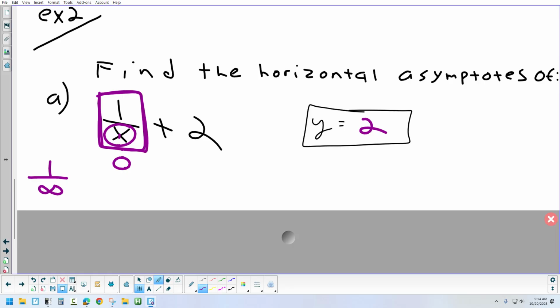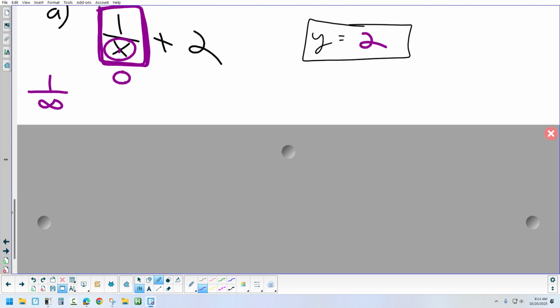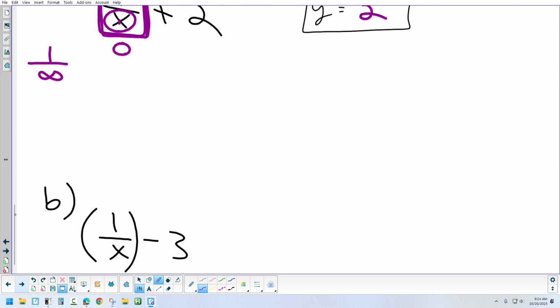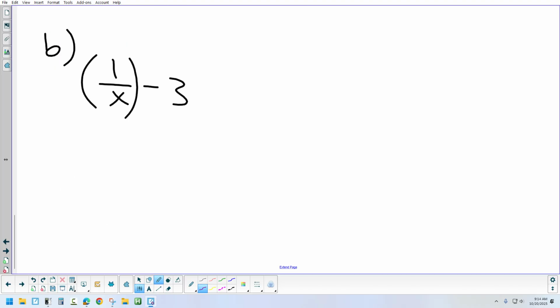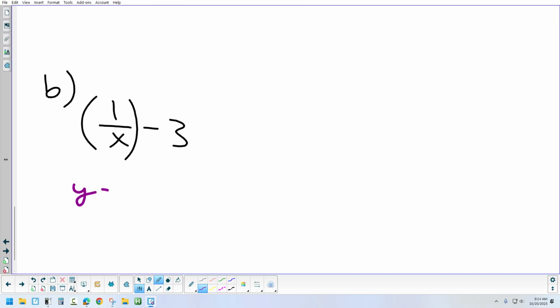So the part that has a variable in the bottom, you can basically think of that part as just disappearing. And then whatever's left is what's going to end up being the horizontal asymptote. Okay, let's try another one. So 1 over x minus 3. So this is going to be a horizontal asymptote at -3.